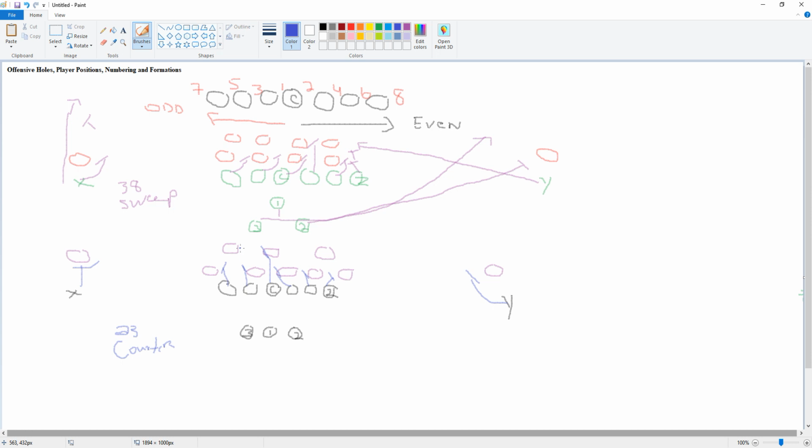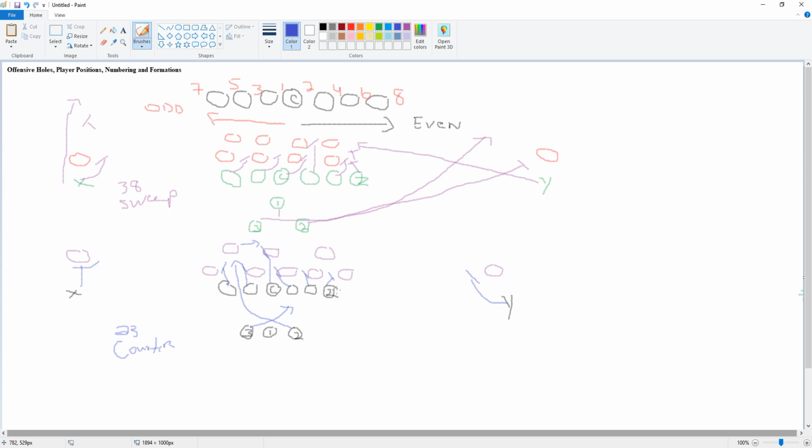Okay. So on 23 counter, 3 back goes this way. That's the fake we're hoping he bites on. We're faking that, and then we're giving to our 2 back, and he's going right up this hole. Okay. So here we're trying to create a lane right here. Okay. Now, out of this is probably the greatest set for this play.